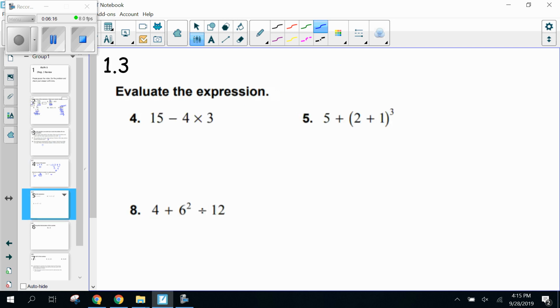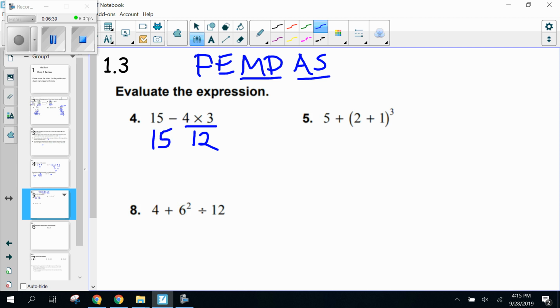Okay, then we went into order of operations, and remember that we're going to do parentheses, exponents, multiply and divide, they're tied, and then add and subtract are tied, so you do them from left to right. So in number 4, we're going to multiply first. So we rewrite the problem, and we have 15 minus 12. So our final answer is just 3.